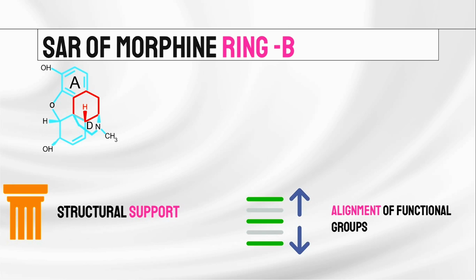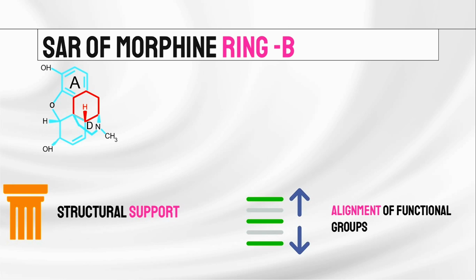We'll be discussing the 14 and 6 hydroxylation of oxymorphone and how these modifications impact its pharmacological properties. Let's begin by understanding what hydroxylation entails. Hydroxylation is a chemical process in which a hydrogen atom, H, in a compound is replaced by a hydroxyl group, OH. This modification can significantly impact the biological activity of the compound.